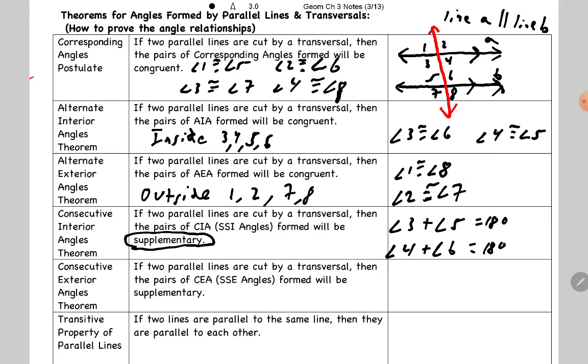And then same thing with consecutive exterior. Angle 1 and angle 7 is 180. And then angle 2 plus angle 8 is 180 degrees.